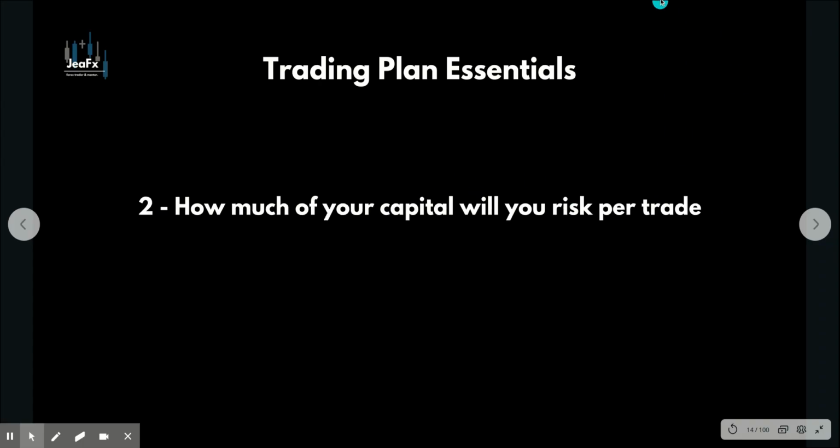So the next trading plan essential is how much of your capital are you going to risk per trade? Of course, as we've mentioned, we want to look at this in percentage terms. But this is an important thing to mark down, as we spoke about in the risk management section of this course. One of the most important aspects of risk management is maintaining that same risk percentage per trade. So determine how much capital you're going to risk on every single trade you take. And that is going to be one of the first steps in actually devising the risk management protocol section of your personal trading plan.